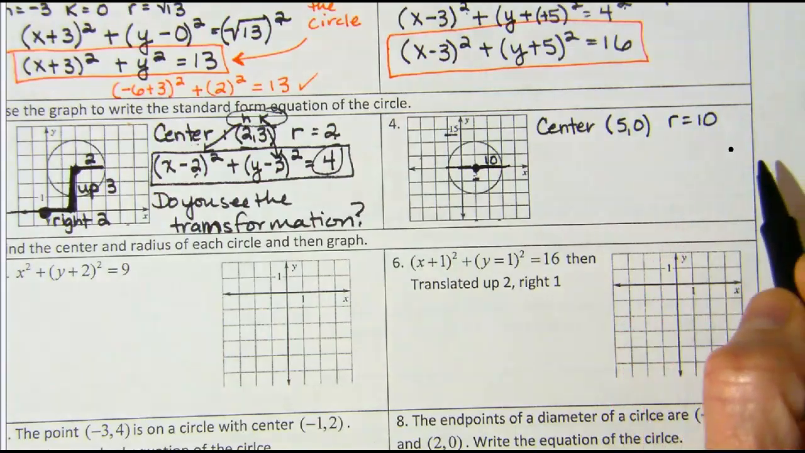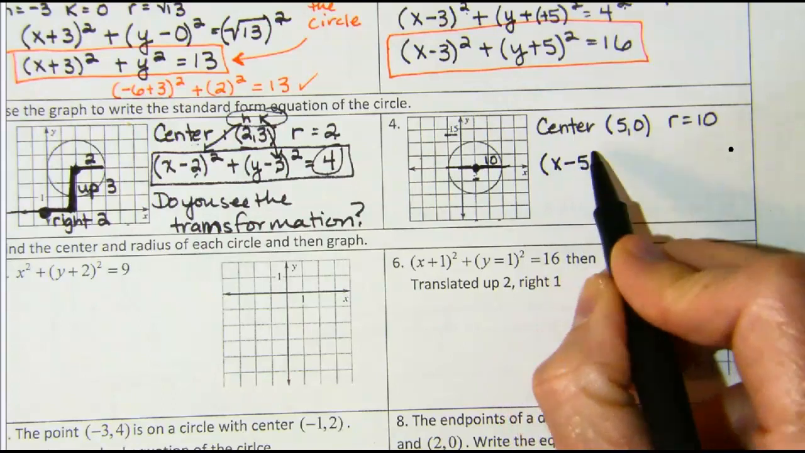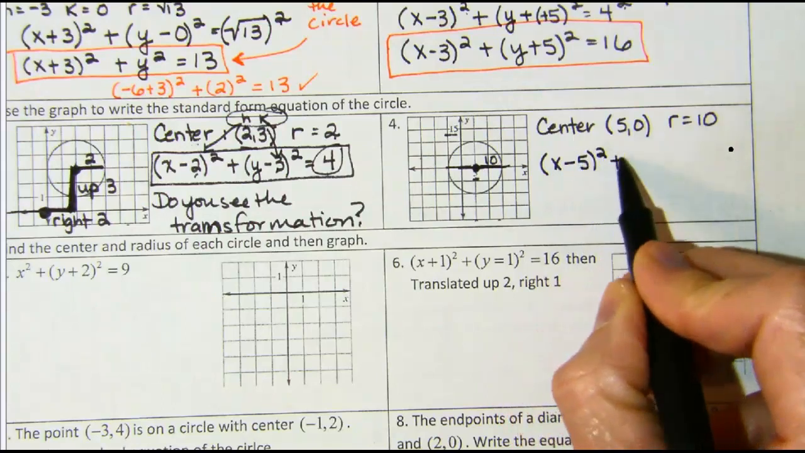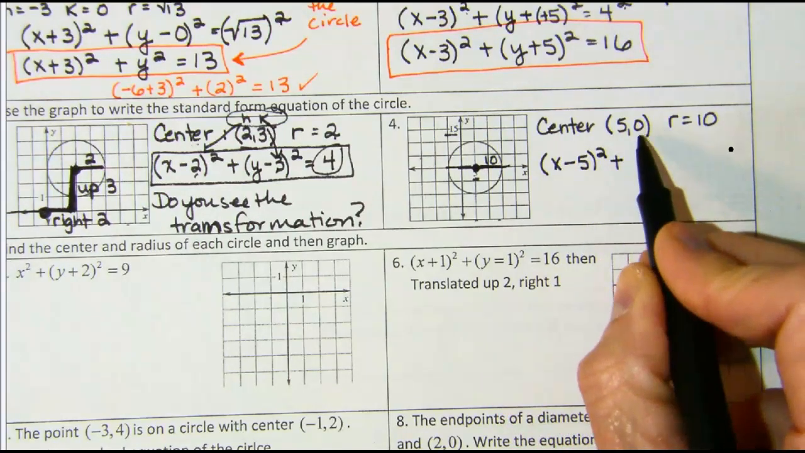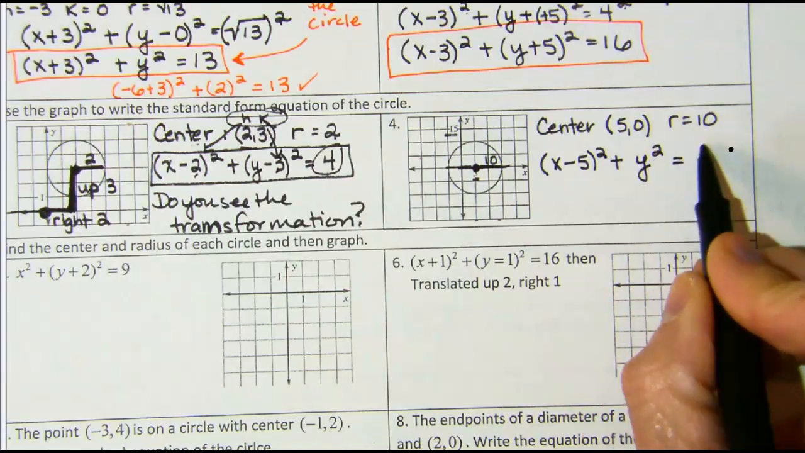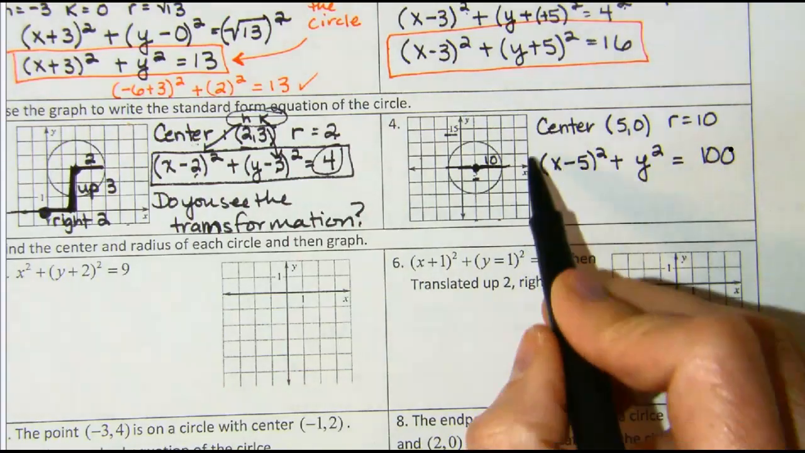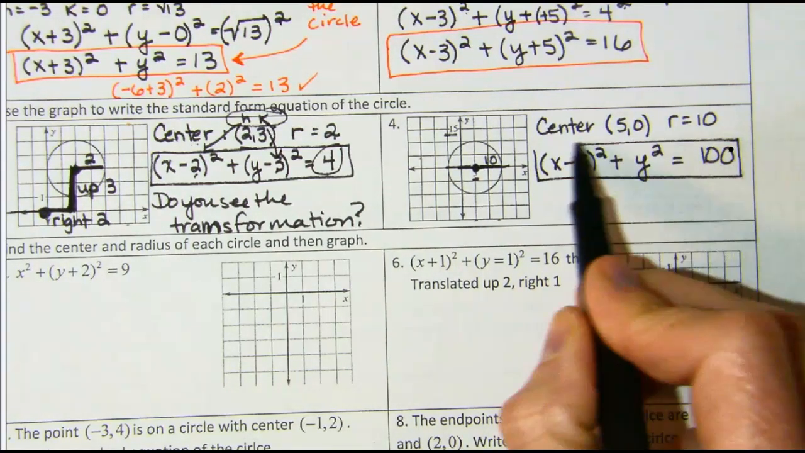So now the equation of the circle would be (x - h) squared plus (y - 0) squared, that is just y squared, equals 10 squared, which is 100. So that is the equation of the circle pictured.